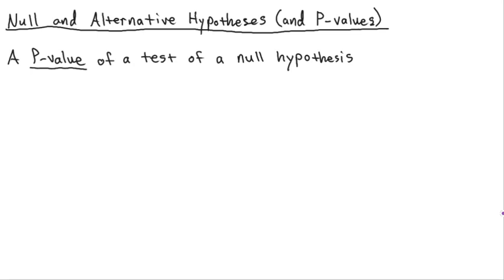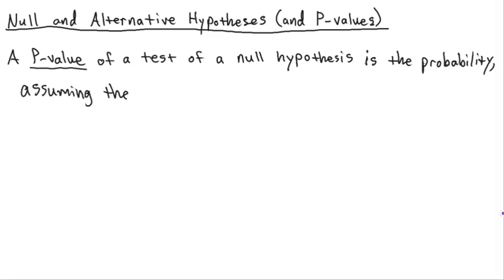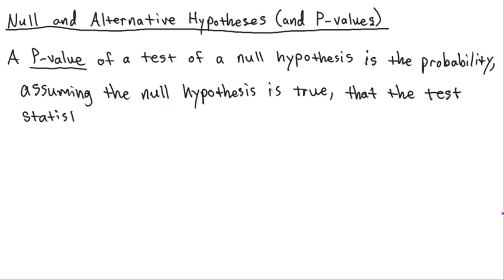And so a p-value of a test of a null hypothesis is the probability, assuming the null hypothesis is true, that the test statistic, and we've already talked about the test statistic in the previous videos, will take a value at least as extreme as that actually observed.